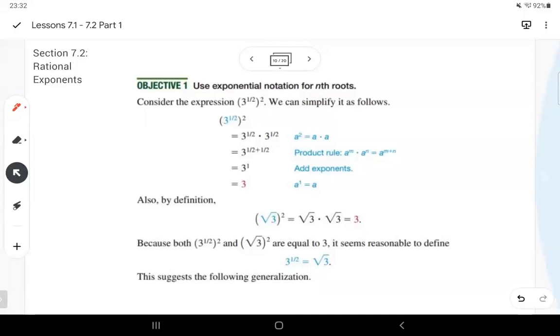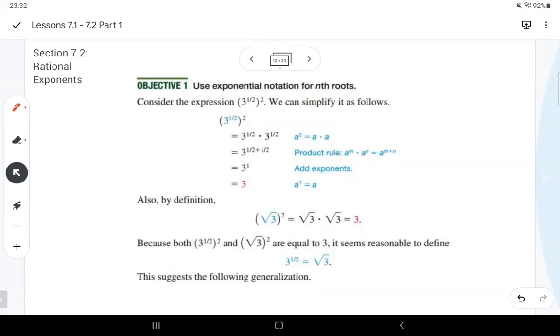Okay, so this is lesson 7.2, rational exponents. We are going to cover 4 objectives: use exponential notation for nth roots, define and use expressions with rational exponents, convert between radicals and rational exponents, and use the rules for exponents with rational exponents.